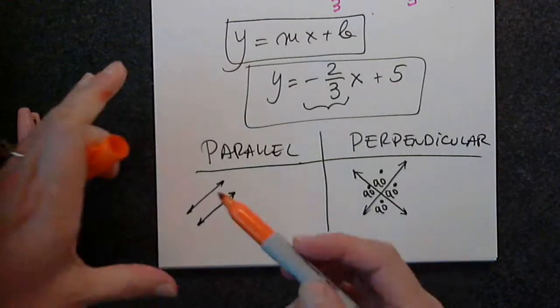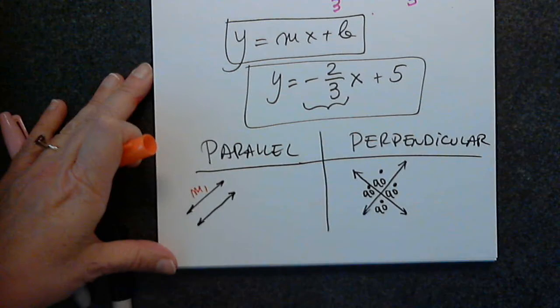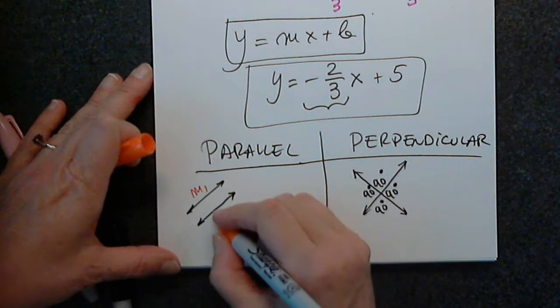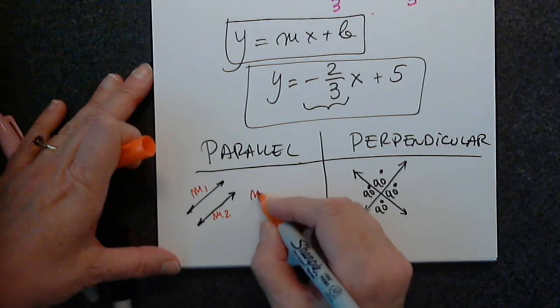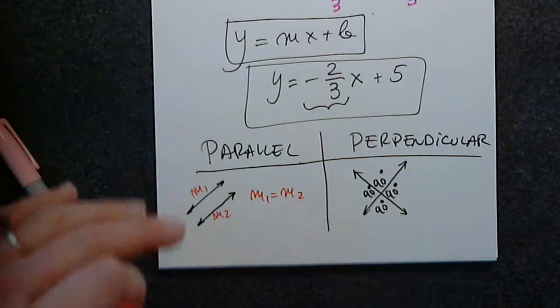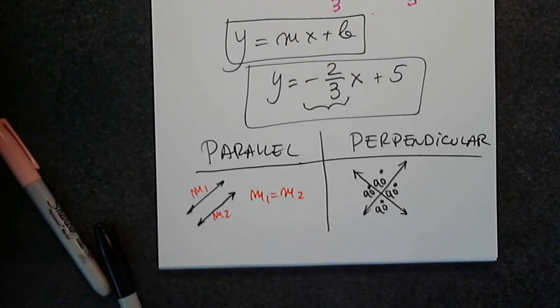Okay, so then here, this is the slope of line 1, and this is the slope of line 2, and they have to be the same. If two lines have the same slope, they are parallel, and vice versa. If they are parallel, they have to have the same slope. They have to have the same steepness.